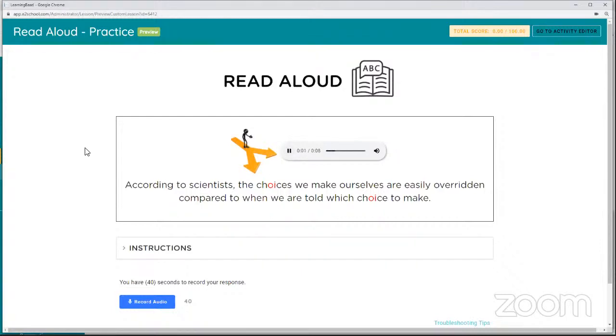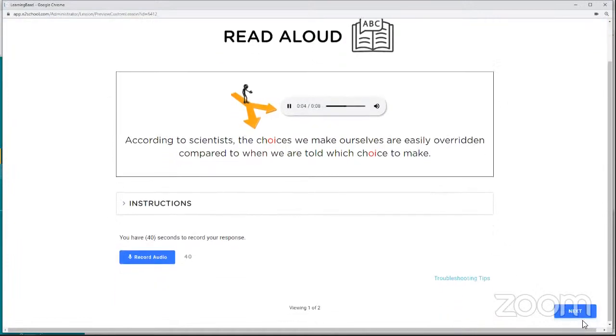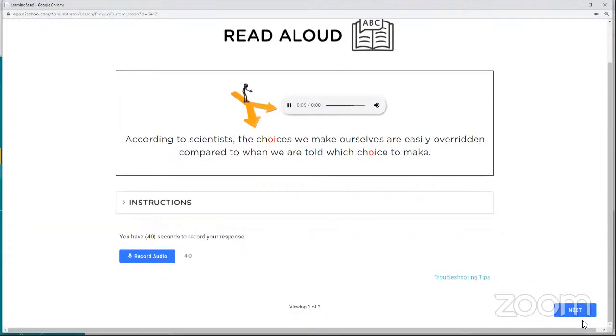According to scientists, the choices we make ourselves are easily overridden compared to when we are told which choice to make. Don't forget to keep going.